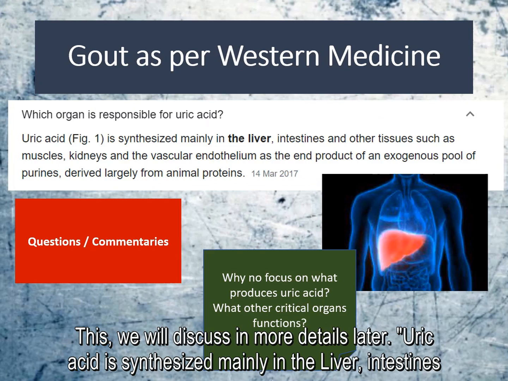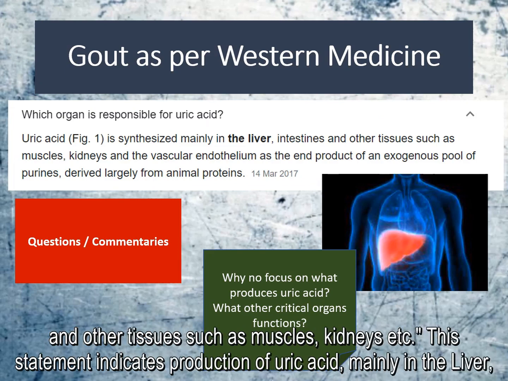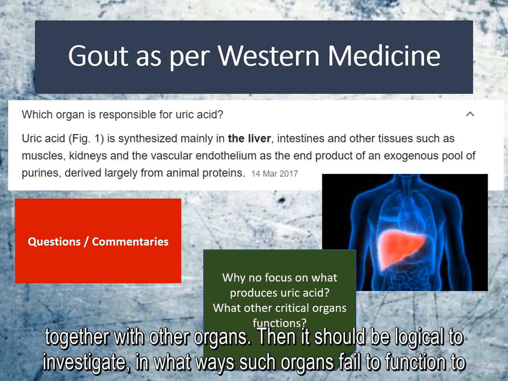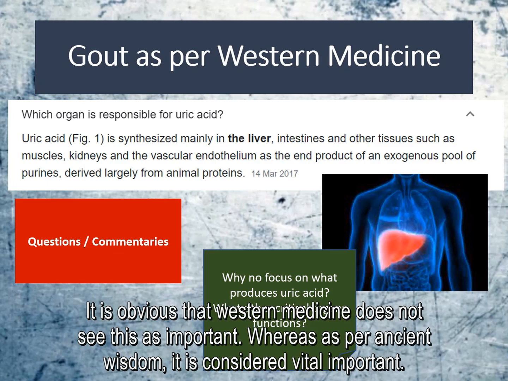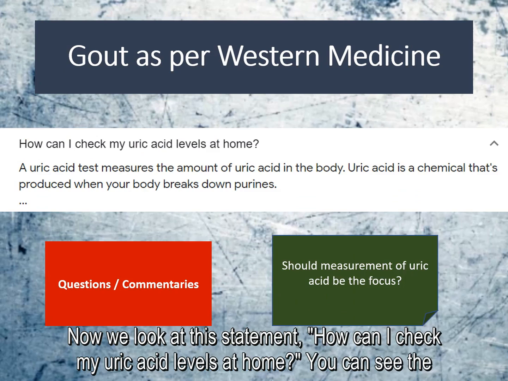Uric acid is synthesized mainly in the liver, intestine, and other tissues such as muscle, kidney, etc. This statement indicates production of uric acid mainly in the liver together with other organs. Then it should be logical to investigate in what way such organs fail to function to ensure an optimal level of uric acid. Then efforts should be made to restore the proper functioning of these organs. It is obvious that Western medicine does not see this as important, whereas, as per ancient wisdom, it is considered of vital importance.